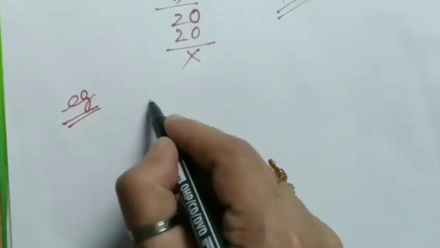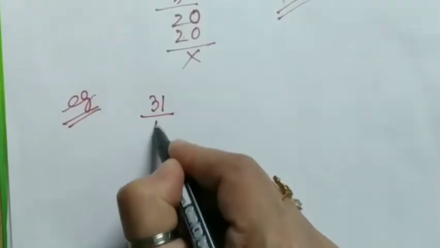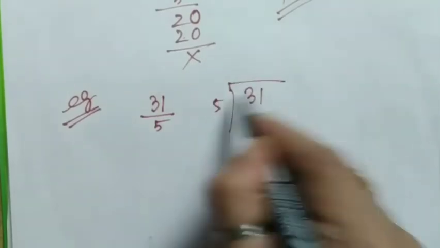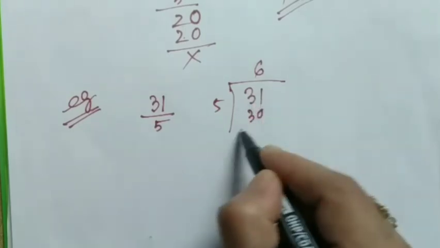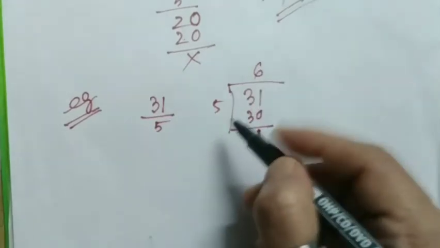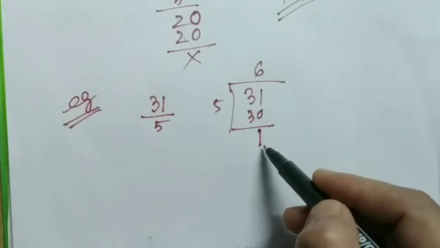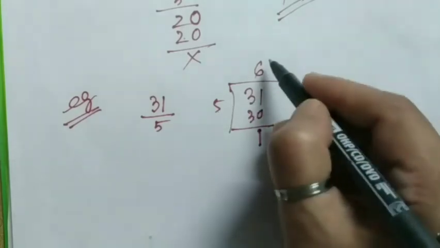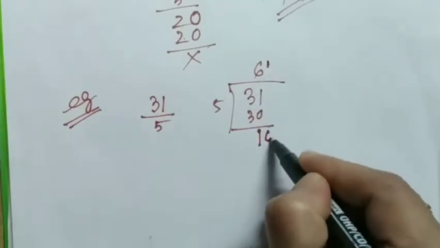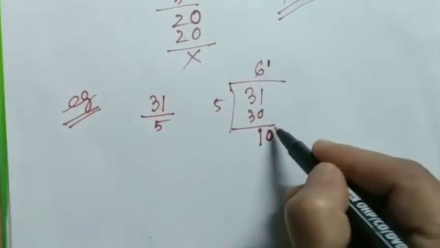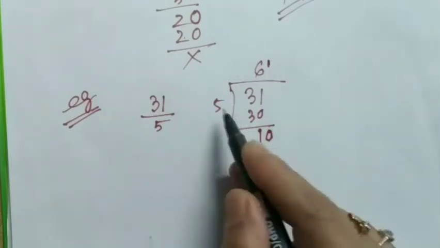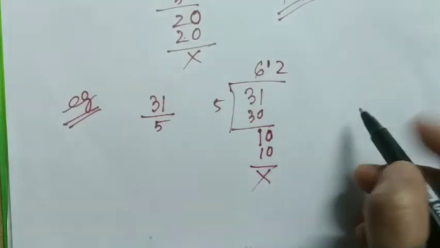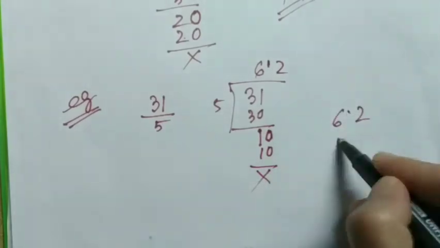Now here I am taking another example, 31 divided by 5. So I am dividing here 31 divided by 5. 5 6s are 30. 31 minus 30 is 1. Now here you see this is 1. 1 is less than 5. So now I am putting one decimal point here, and as soon as I put a decimal point, I am adding a 0 here. So now 5 2s are 10. So our answer is 6.2.